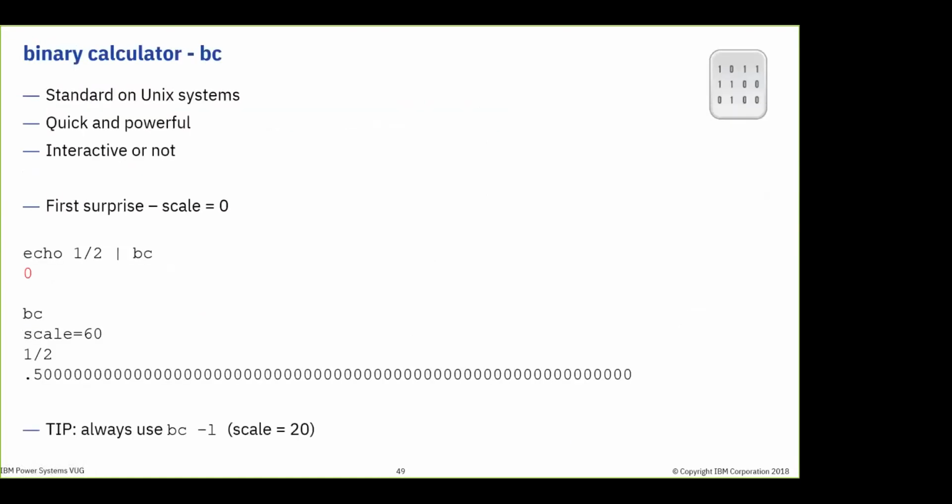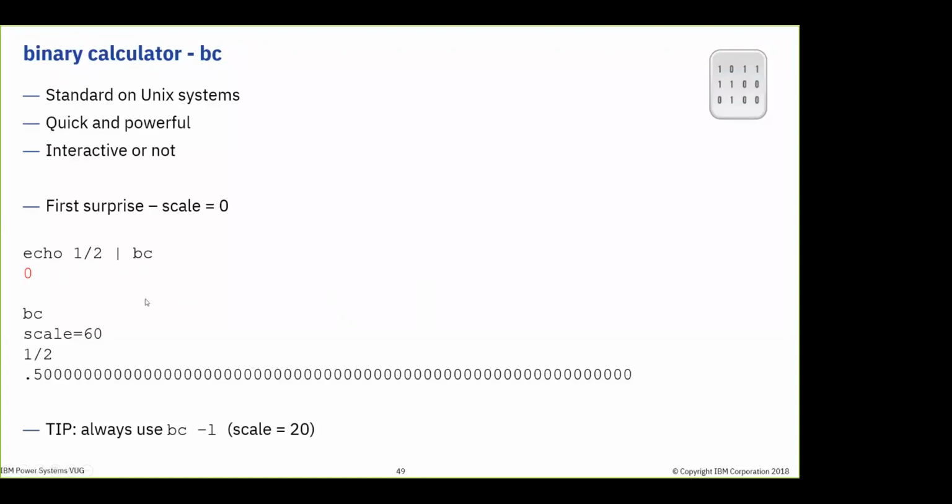I use the binary calculator a lot. It's standard on Unix systems. It's very quick, it's very powerful, and if I've got a shell there and I need to do a little bit of calculation, it's quicker than me trying to find a calculator on my Windows screen and then using cut and paste between the two. So the first surprise is that the scale is 0, which means that if you say 1/2 in binary calculator, you get an answer of 0 because it doesn't do any decimals. There's no scale. In other words, there's no number of decimal places afterwards.